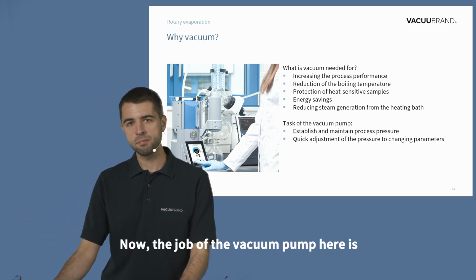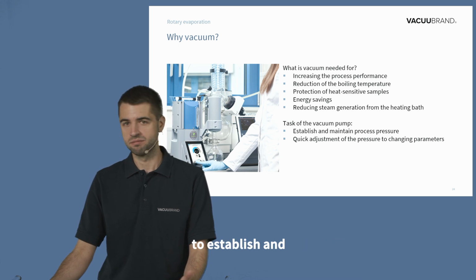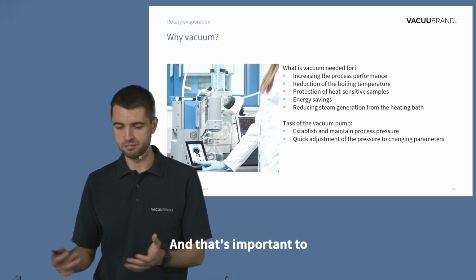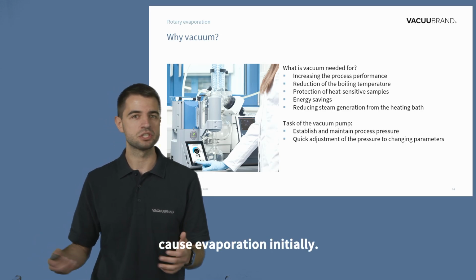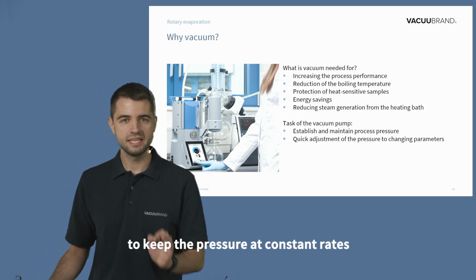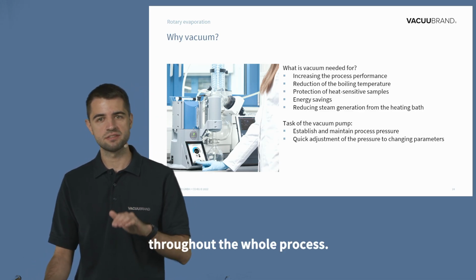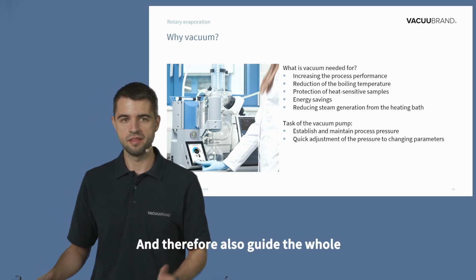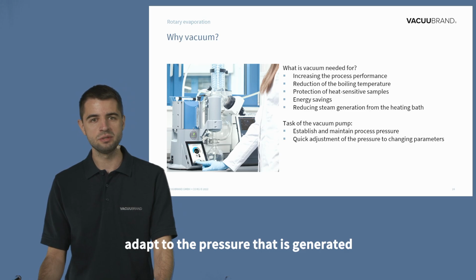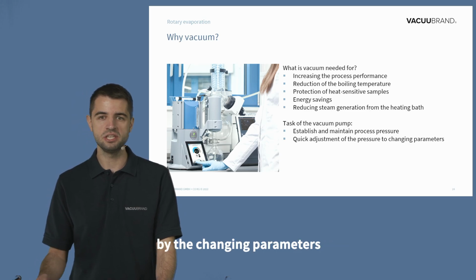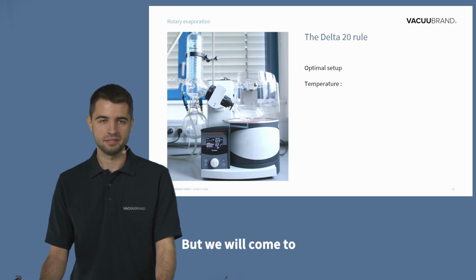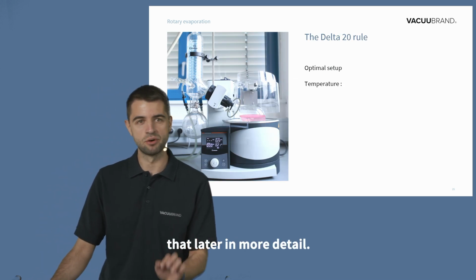Now, the job of the vacuum pump here is to establish and maintain the process pressure. And that's important to cause the evaporation initially, and then also, after causing the evaporation, to keep the pressure at constant rates throughout the whole process. And therefore also guide the whole process, because the vacuum needs to adapt to the pressure that is generated by the changing parameters throughout the process run. But we will come to that later in more detail.